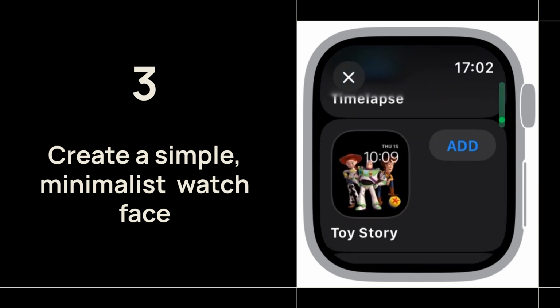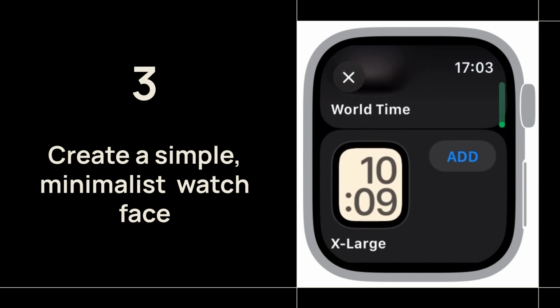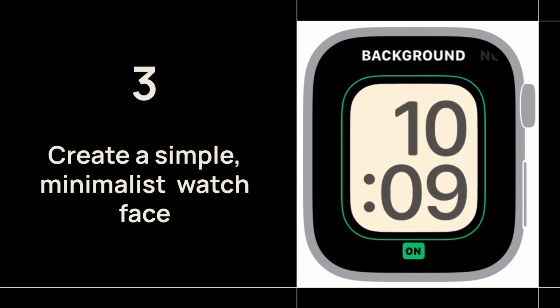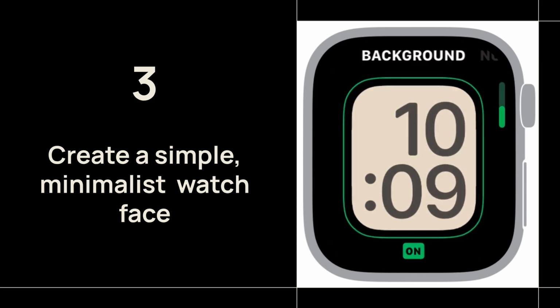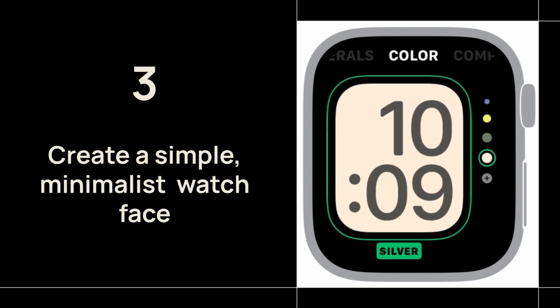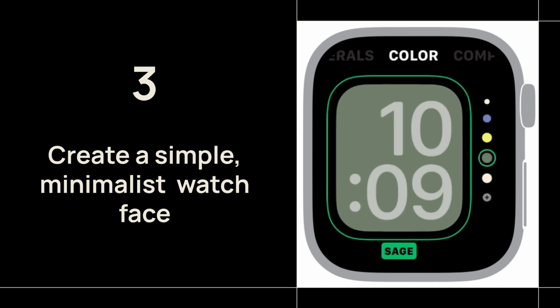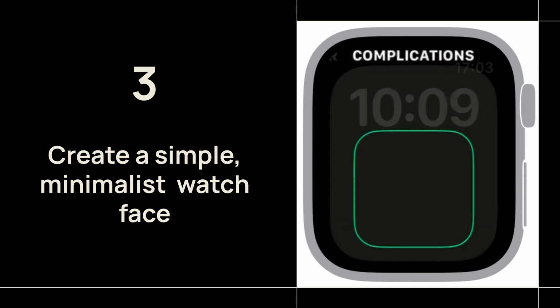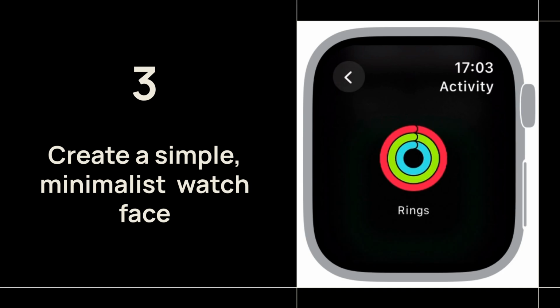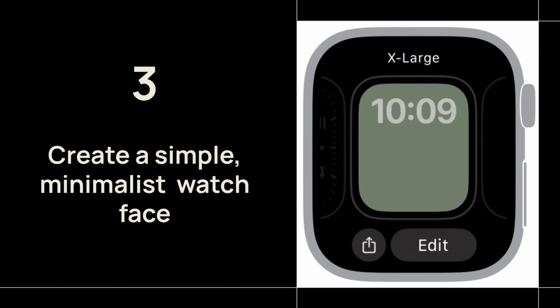For example, I've created an extra large watch face. So we can scroll down to the very bottom with extra large here. We add it. We can then customize the background to our liking. We can choose different numerals, different colors, add custom colors. And finally, add a complication. In this case, I will add the activity rings as an example.